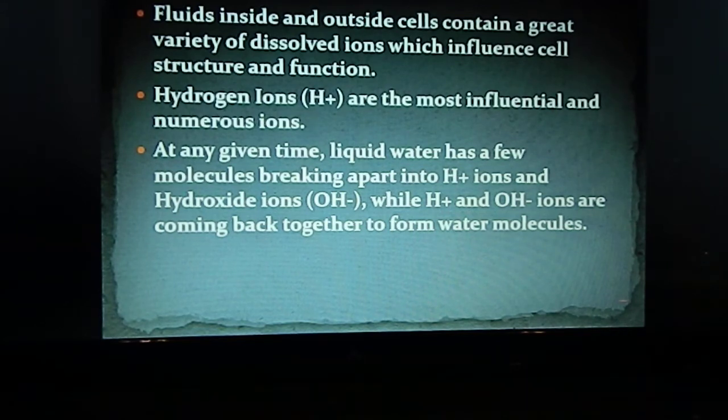ions. A lot of times you'll see an H and a plus. The plus means that they're positively charged ions of hydrogen. At any given moment in liquid water, there are some molecules that break apart. And when they break apart, one of the hydrogen ions breaks off. So you have a hydrogen ion, and what's left is a hydroxide ion, which has an oxygen and a hydrogen, and that is going to be negatively charged.